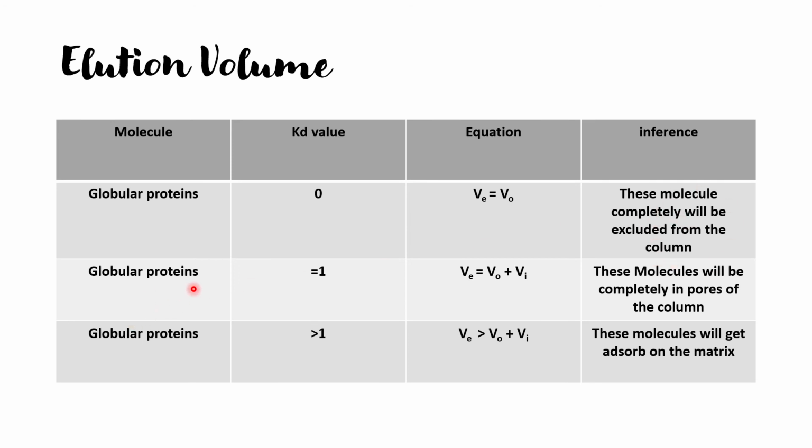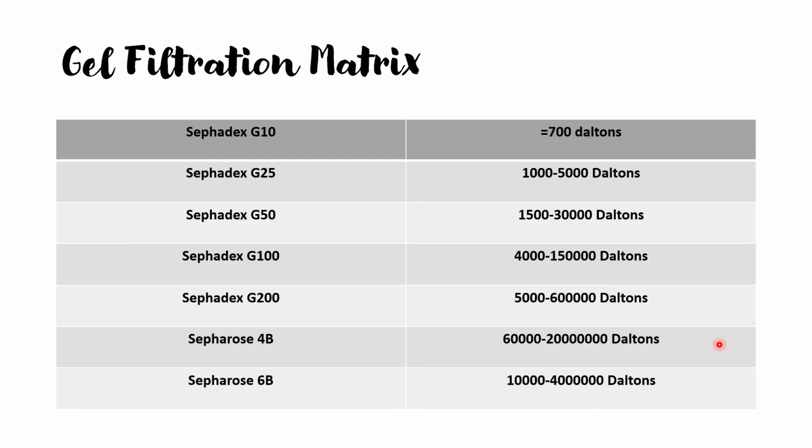A globular protein having a Kd value of 1 means the equation will be Ve equals V0 plus Vi, so these molecules will be completely inside the pores of the column. If the Kd value is greater than 1, it will interact with the bead more, so Ve will be greater than V0 plus Vi. These molecules get adsorbed more on the matrix. They can be in the pore, but they can also be outside the pore because they interact with the beads more.